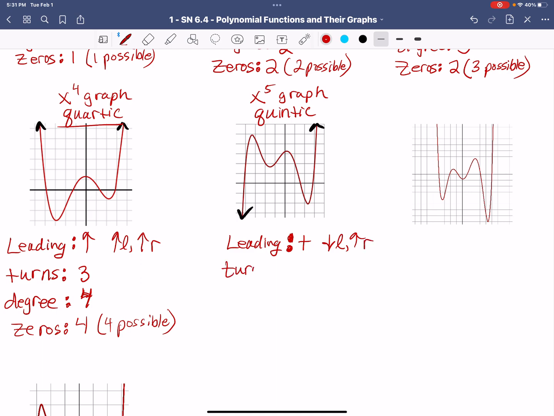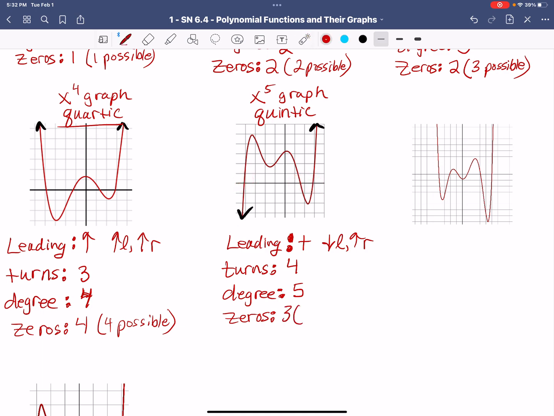All right, let's see. Turns, I've got 1, 2, 3, 4. 4 turns. Degree, well, I've got a degree 5 because it says so right there. Or I can take my 4 turns and add 1, and that gives me 5. Okay, and then zeros, let's check them. I have 1, 2, 3 real zeros.